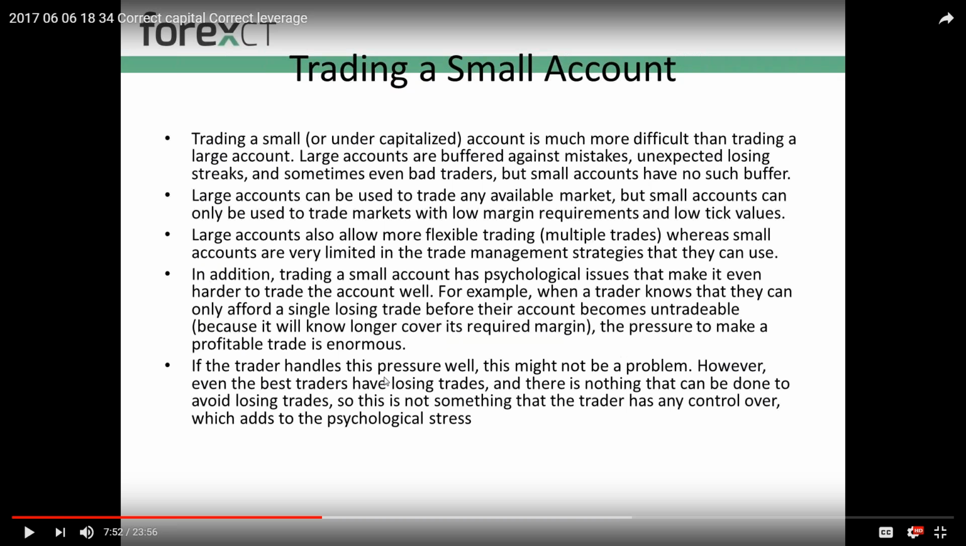Now, even if a trader handles this pressure well, this might not be a problem. However, even the best traders can lose trades. We saw that earlier, and there is nothing that can be done to avoid losing trades. So this is something that we don't have control over, which adds to the psychological stress. If you lose a trade on a small account, the pressure will be to tighten the stop on the next one, and the next one, and the next one, and that increases your chances of losing trades, which is a bit like a death by 1,000 cuts.